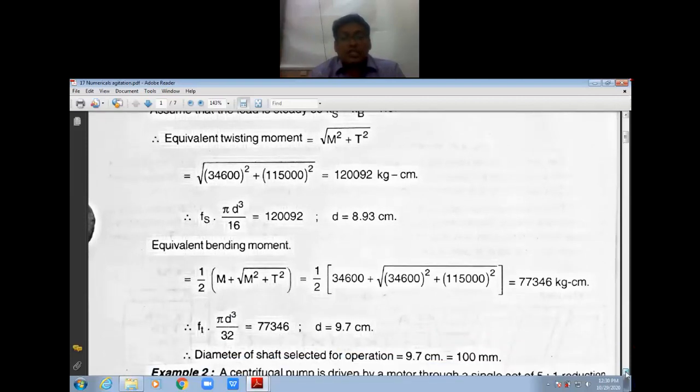Similarly, using the equivalent bending moment from the maximum principal stress theory, which relates to the maximum tensile strength, you get the equivalent bending moment, which is equal to 1 upon 2 into bracket M plus root of M square plus T square. Substituting the values of M and T, you get the value for the equivalent bending moment. This corresponds to the maximum principal stress theory, which corresponds to the tensile strength. So in the bending moment formula incorporating the maximum tensile stress, Ft comes into the picture: Ft into pi d cube upon 32 is equal to the equivalent bending moment.